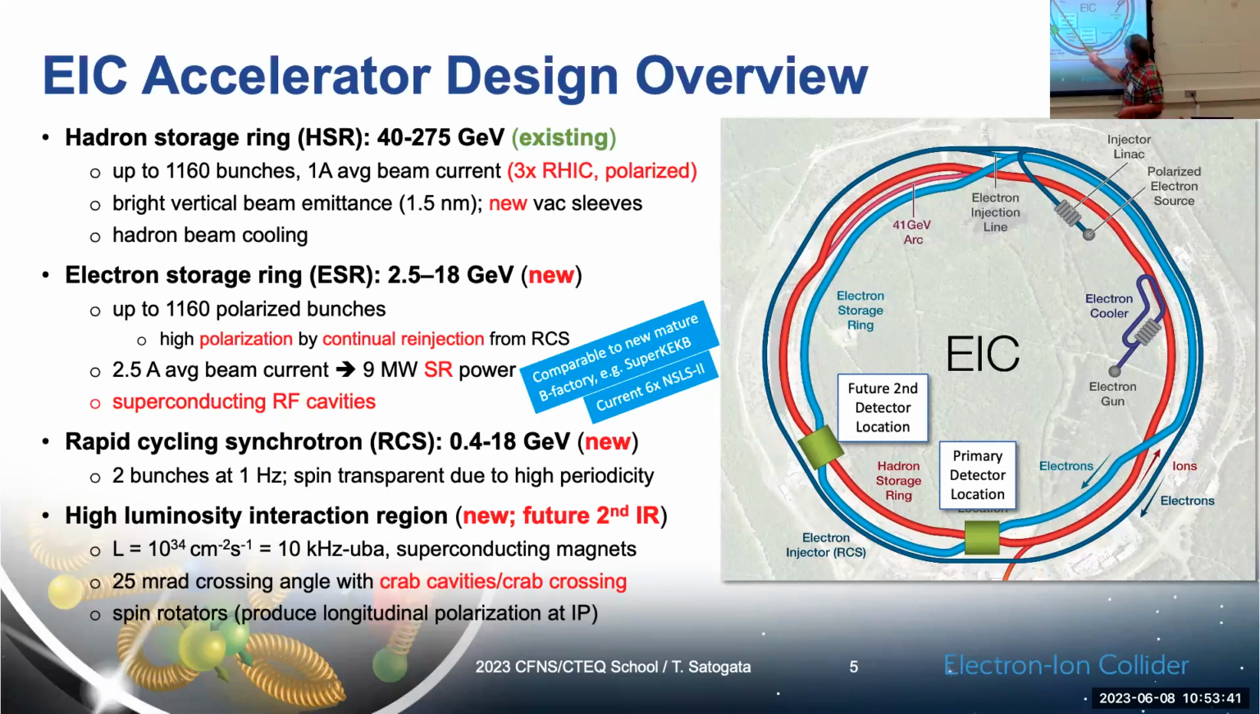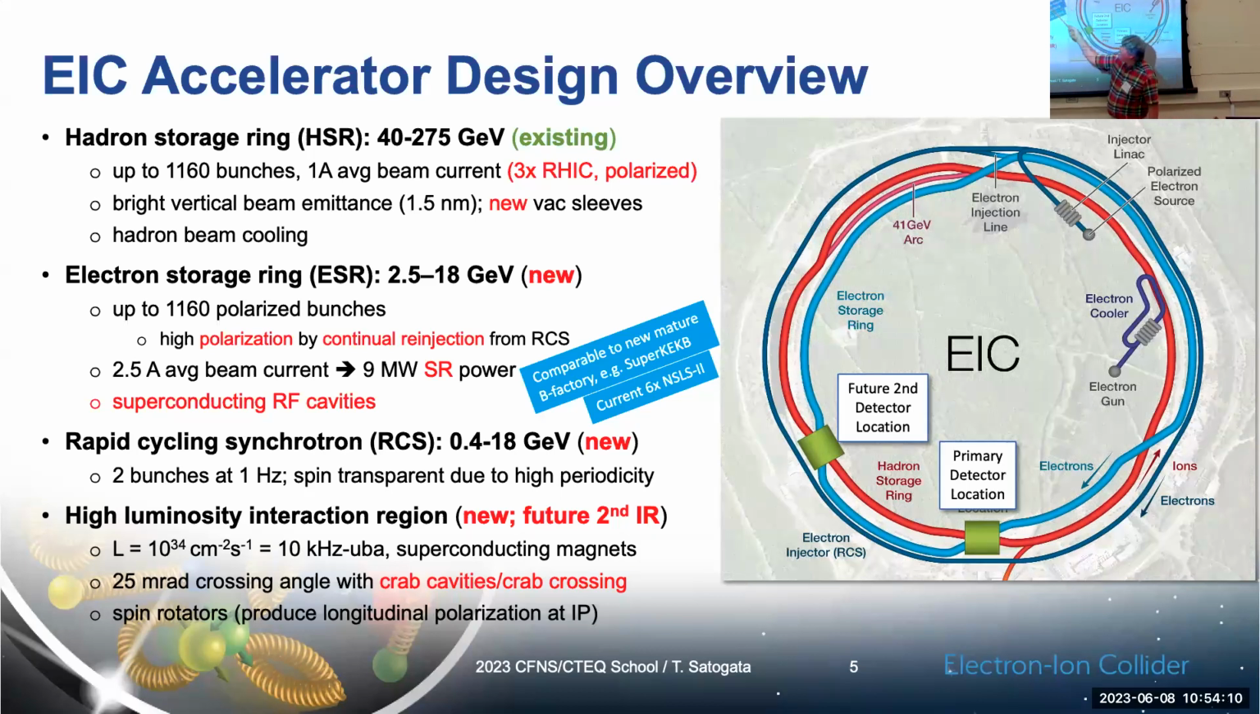However, we are going to reuse one of the hadron rings, this red line in there. So there's a hadron storage ring. That hadron storage ring already is surpassing RHIC operations by a factor of 3 in terms of the overall beam current. That is non-trivial. You can imagine RHIC has been around 20 years, and now we're going to push up that beam current by a factor of 3 above a very mature accelerator.